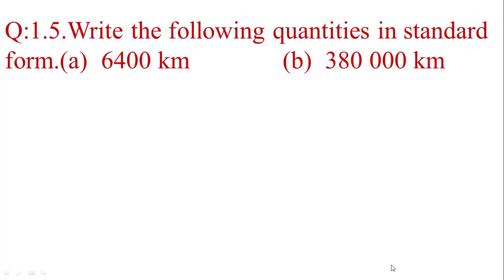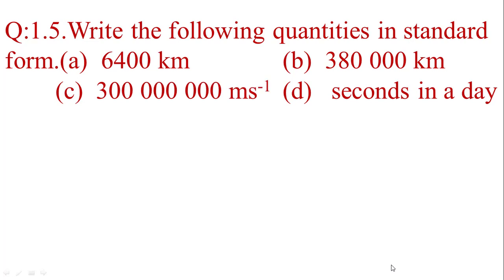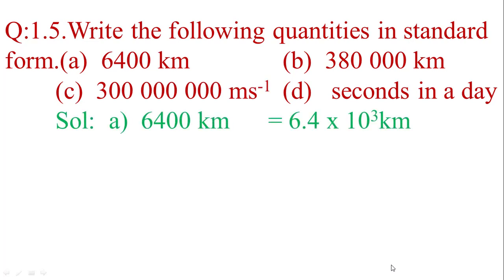Then in question number 5, write the following quantities in standard form. Here we can solve 4 parts. First of all, we solve the first part, 6400 kilometers. Now we move the decimal place from this point to this point. Here 3 digits: 1, 2, 3, and the power will be positive. So we can write 6.4 multiplied by 10 raised to power 3 kilometer.